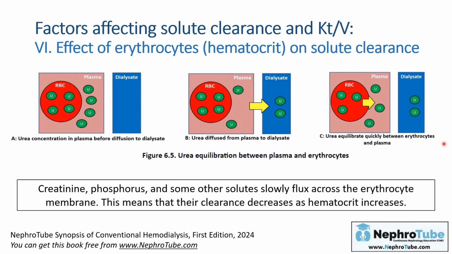But the problem will appear in molecules whose outflux across the erythrocyte is slow, such as creatinine and phosphorus. Their outflux from the RBC is low and very slow. That's why if there is an increase in the RBC amount, or hematocrit value, a lot of creatinine and phosphorus will be within the RBCs, and their movement out of the RBCs will be slow and their clearance will be low during the hemodialysis session.